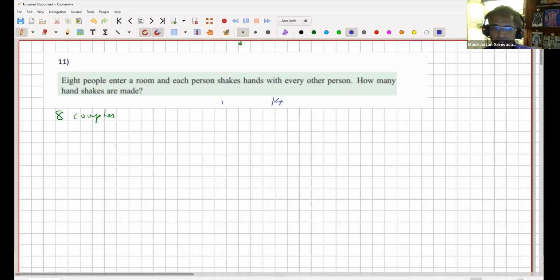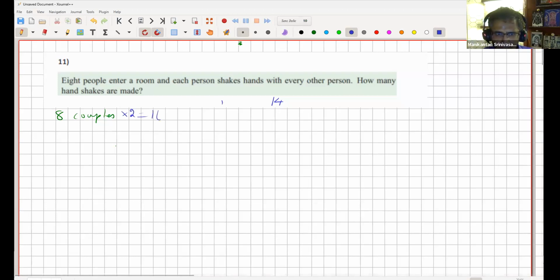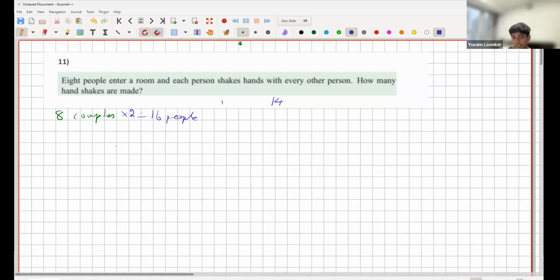I don't understand your logic. What are you saying? Where did 8 choose 2 come from in this case? Because there are 8 couples, and each of them shakes hands with everyone except their wife. Okay, so 8 couples means there are 16 people, right? You're with me? There are 16 people, you agree? Yeah, so sorry, I got 28 then.